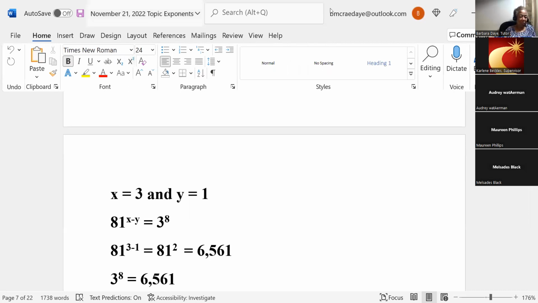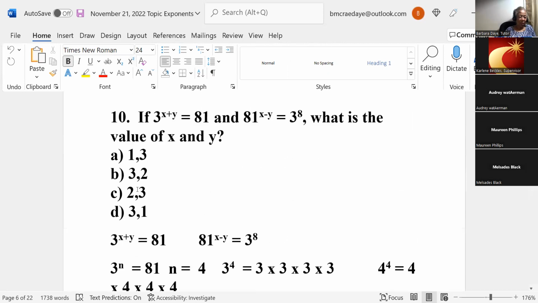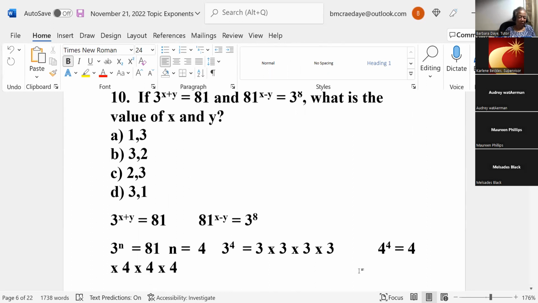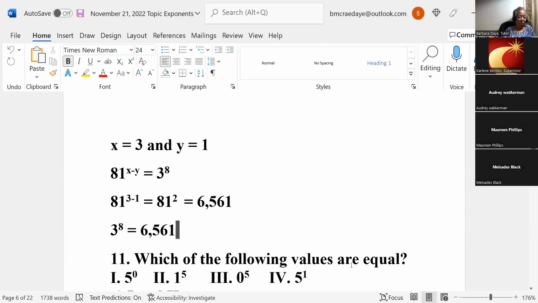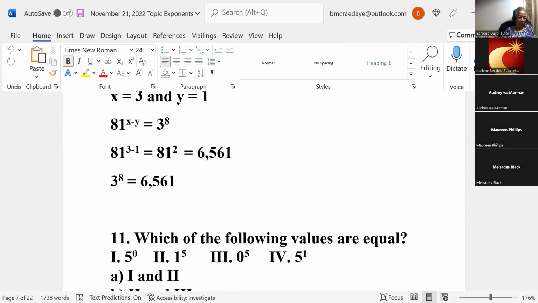So your answer, let's go back up here to choices. The answer would be D. X is 3 and Y is 1. You had it right. That's right. Okay, so that was number 10, answer D.